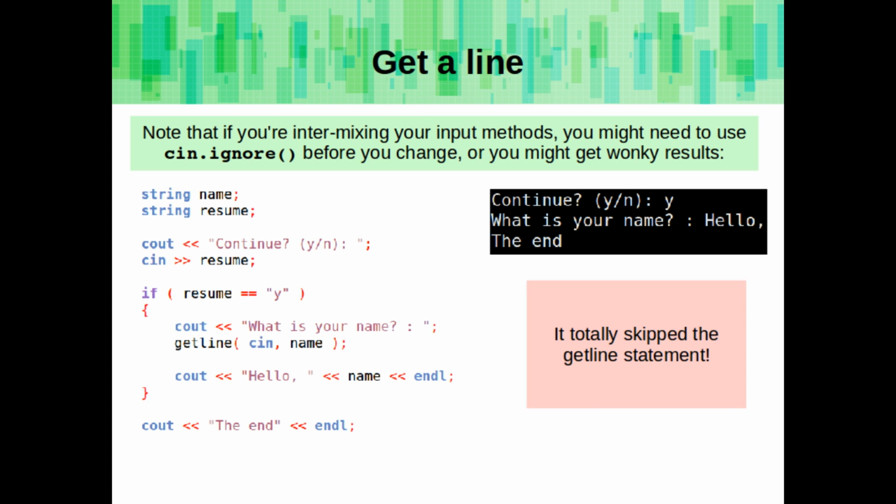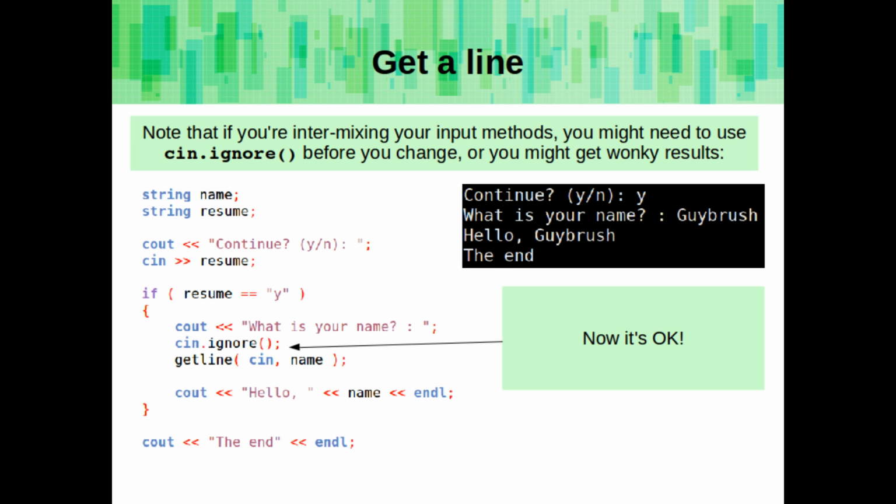Note that if you're intermixing your input methods, you might need to use cin.ignore before you change, or you might get some weird wonky results. Notice here that it's skipping the what is your name input. We add cin.ignore, and now it works okay.